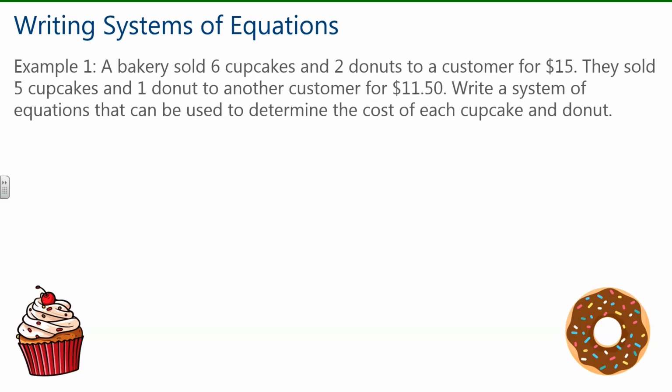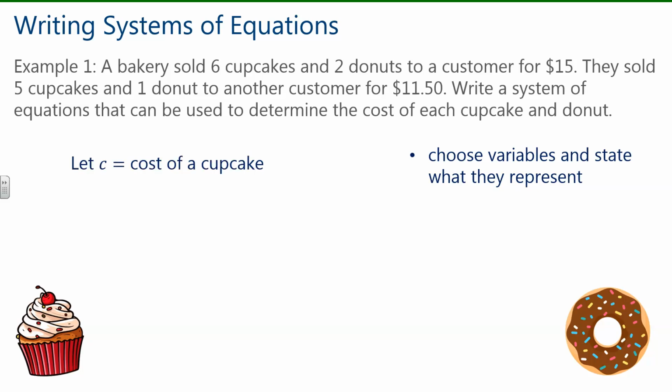Whenever you set up a system, you should always choose some variables and then state what they represent. Now normally when you're dealing with linear equations, you use x and y, but when you're dealing with word problems, pick variables that are a bit more descriptive. So here we have cupcakes and donuts, so we can let C be the cost of a cupcake and D be the cost of a donut.